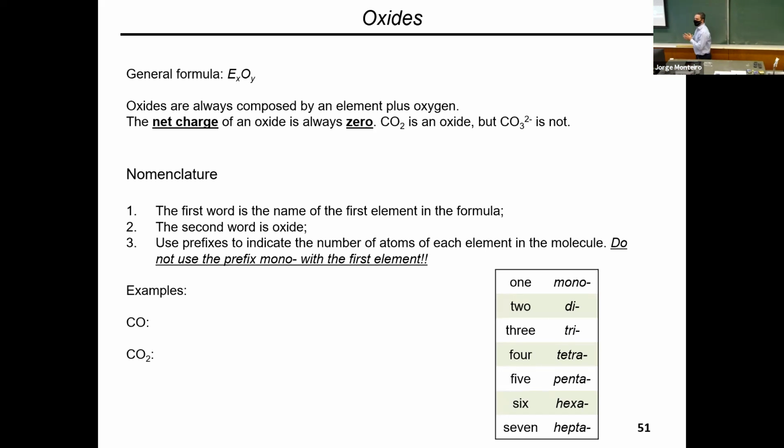All right, oxides. General formula, element X combined with oxygen. Oxides are always composed of an element plus oxygen. Important characteristic here, the net charge of an oxide is always 0. Remember, the net charge of the compound is always represented at the top right corner. For example, CO2 is an oxide, but CO3 2- is not. Just the fact that we have a net charge here makes this compound a non-oxide.